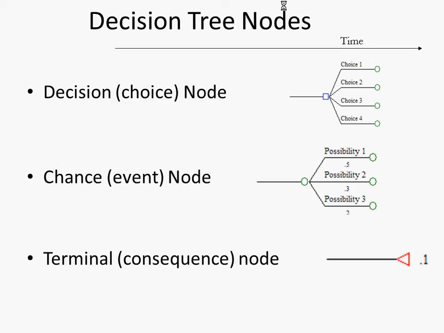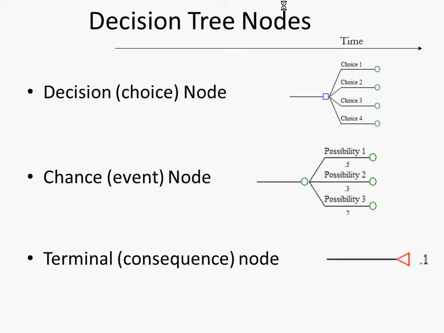By contrast, a chance or event node is shown here in the middle. And with a chance or event node, there's some outcome that occurs, but it's not up to you. It's out of your control. And you'll notice that the chance or event node specifies more information than is associated with the decision node. Specifically, a chance or event node specifies a probability associated with each of its possible outcomes. So we don't have a choice as to which outcome comes about, but we can describe which are more likely given the situation. So we might have a probability of 0.5 for possibility 1, possibility 2 at 0.3, and possibility 3 at 0.2.